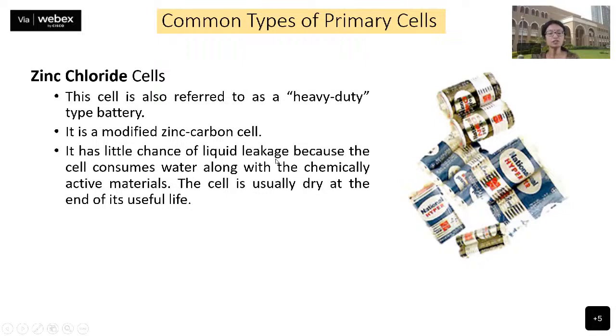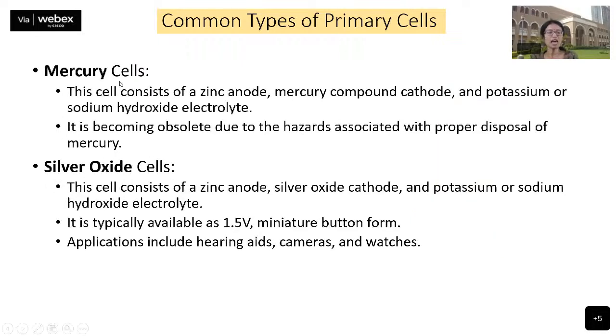It has little chance of liquid leakage because the cell consumes water along with the chemically active material. So whatever moistness is there is consumed, and when the cell is used up, it is generally a dry one. Then you have mercury cells.